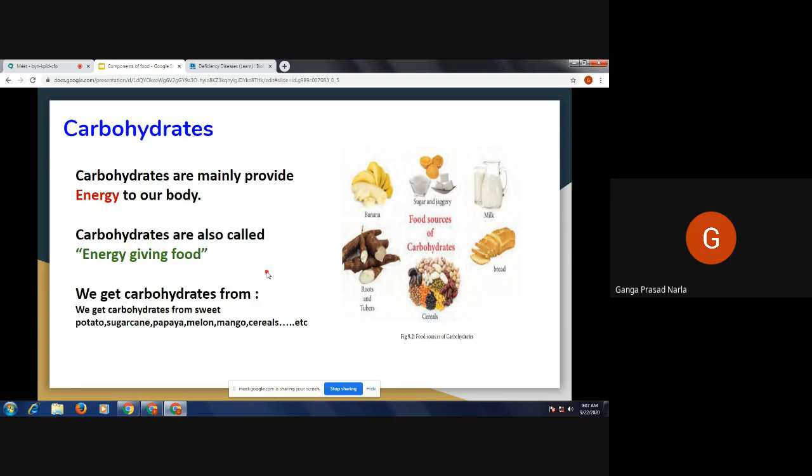That's why we are eating food, right? So how do we get energy? Because of carbohydrates and fats. To do all these works, we need energy, right? From where do we get energy? From carbohydrates and fats, right?